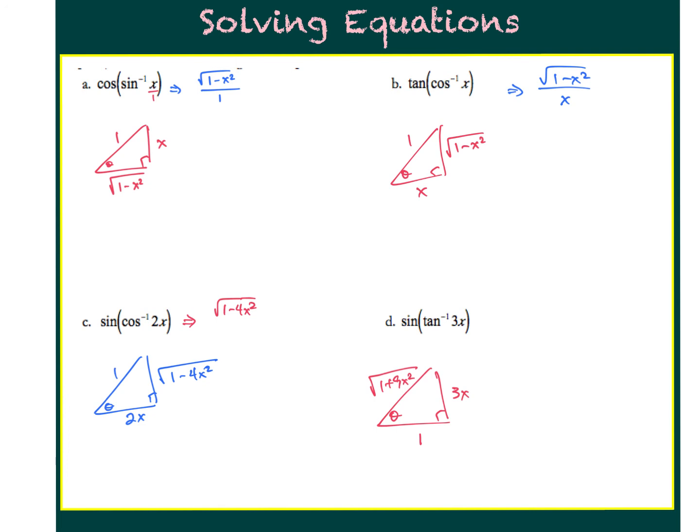I get it. All right, so then what? It's 3x over square root of 1 plus 9x squared. And then what do we kind of need to do? We rationalize it, so it's 3x times square root of 1 plus 9x squared, over 1 plus 9x squared, and we're done. Good?